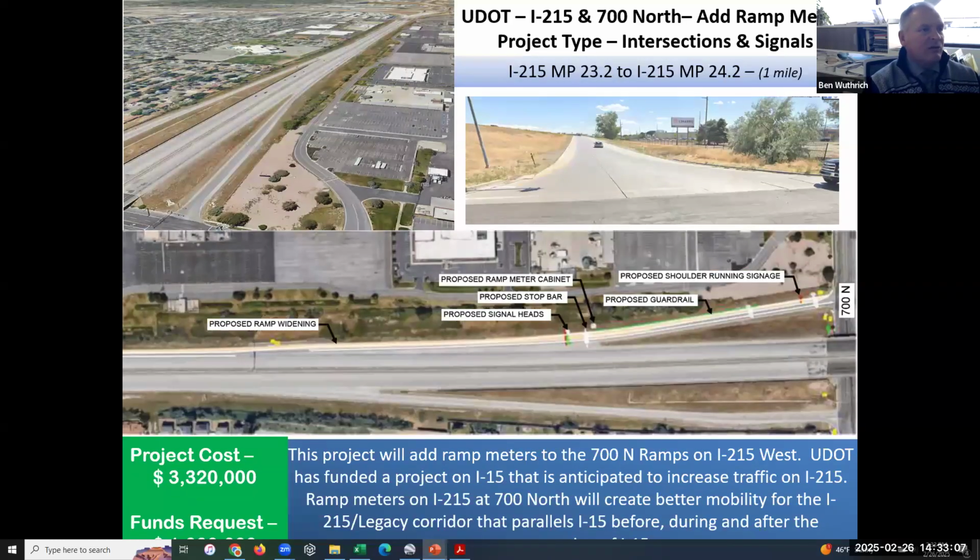The next project is a request from UDOT. This is on I-215 and the 700 North on-ramp. This is the southbound ramp. Well, both ramps, to add ramp meters, but to widen the southbound ramp for an additional lane. This particular project is estimated at 3.3+ million. Funds being requested are 1 million.